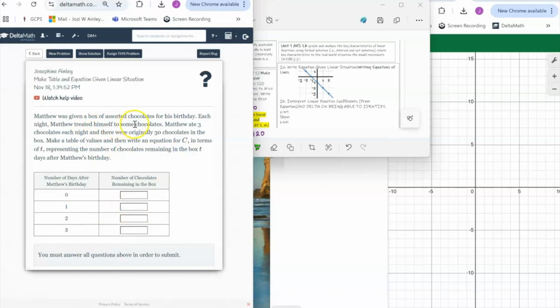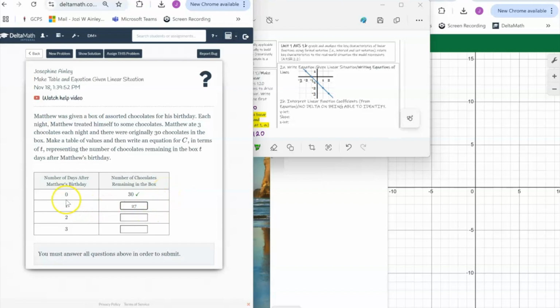So Matthew is given a box of assorted chocolates for his birthday. Each night, Matthew treated himself to some chocolates. Okay, so think about the situation. What's happening? Matthew starts off with a certain number, right? So when he starts, he has how many chocolates in the beginning? He has 30. He hasn't eaten any. Every day he's eating 3 chocolates. So what's happening to his total? It's going down by 3.